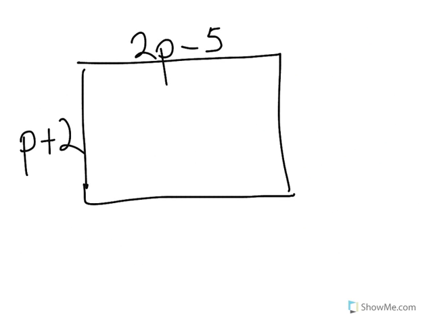The next question, question 8, looks a little bit like this. This is given to us that it's a rectangle. In a rectangle, we know that the opposite sides are equal. So if the top side is 2p minus 5, the bottom side must also be 2p minus 5. If the left-hand side is p plus 2, the right-hand side must also be p plus 2.